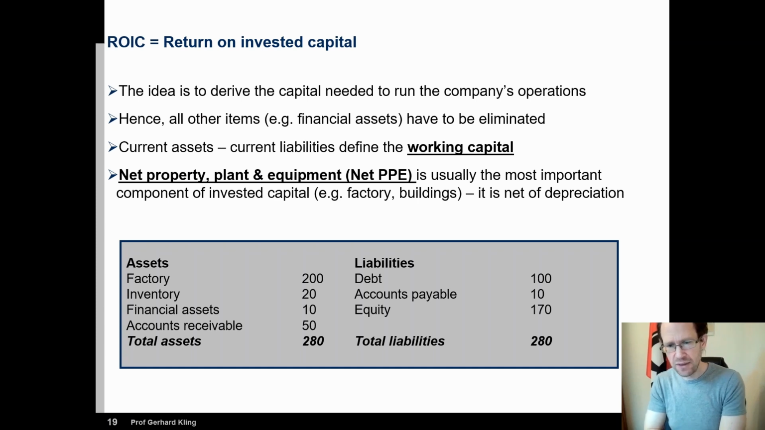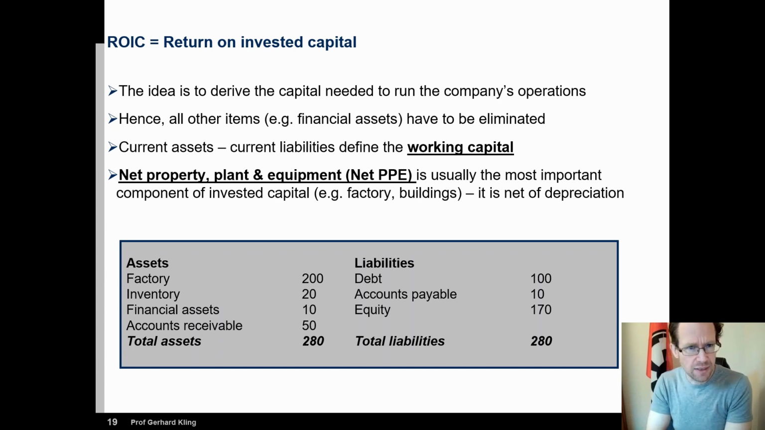So again, this happens in normal trading activity. You get a delivery, and you might have a few days to pay for it, and then it emerges as accounts payable on your liability side. Again, this is a short-term liability. It's part of your working capital.